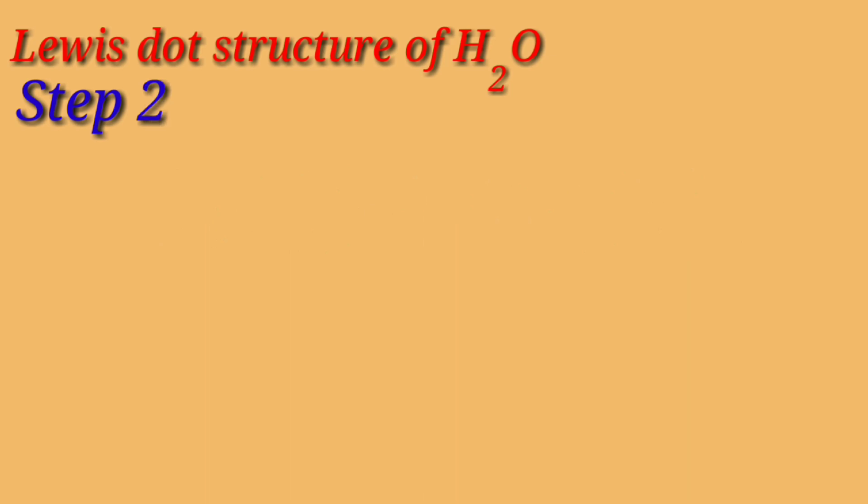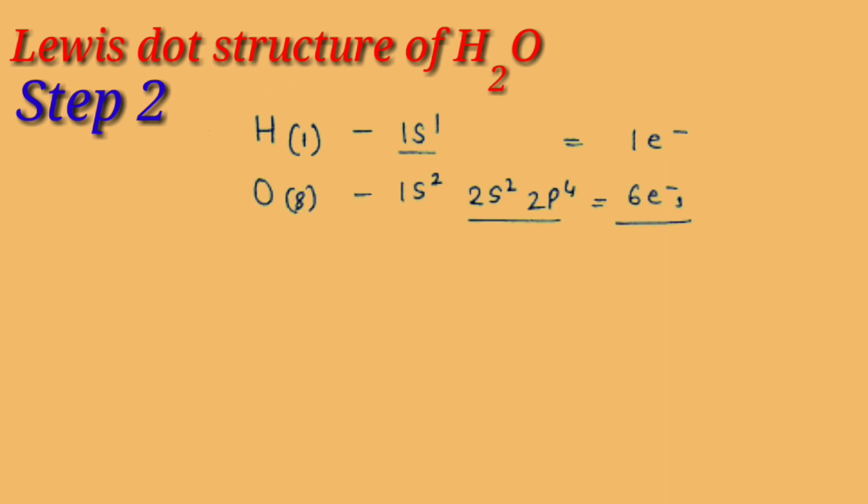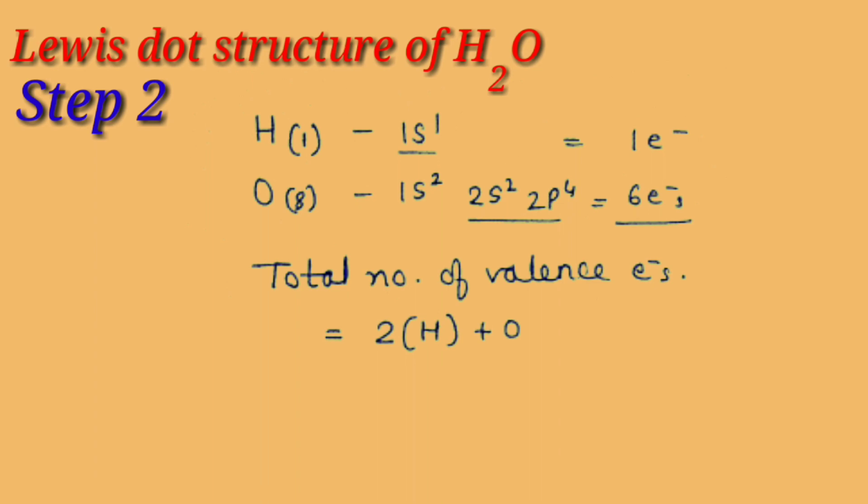Second step is we need to count total valence electrons. So over here, hydrogen atomic number is 1, so its electronic configuration is 1s1. On the other hand, oxygen atomic number is 8. Electronic configuration is 1s2, 2s2, 2p4. So we can say that oxygen has 6 valence electrons. So total number of valence electrons is equal to 2 multiplied by 1 plus 6, which is equal to 8 electrons.